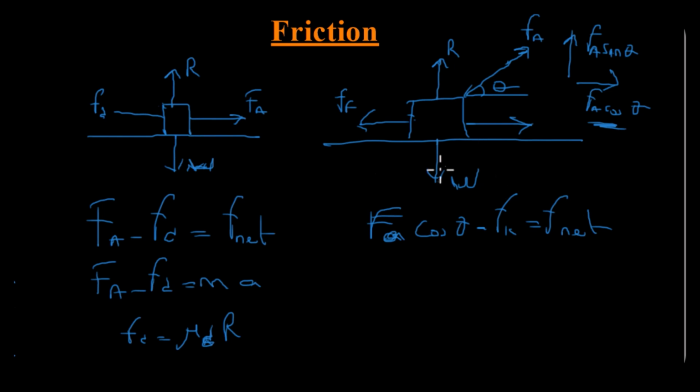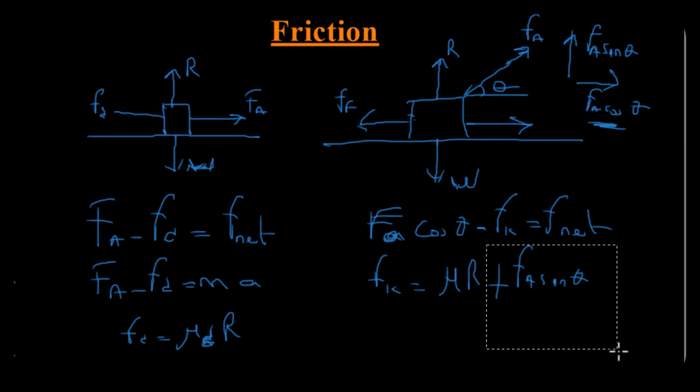So this is the first equation I want to write underneath this. And then also I can say my Fk will be equal to mu R plus FA sine theta. So this is the second equation I want to write. Oh, sorry, we shouldn't use sine theta. Sorry about that. This is not this one.